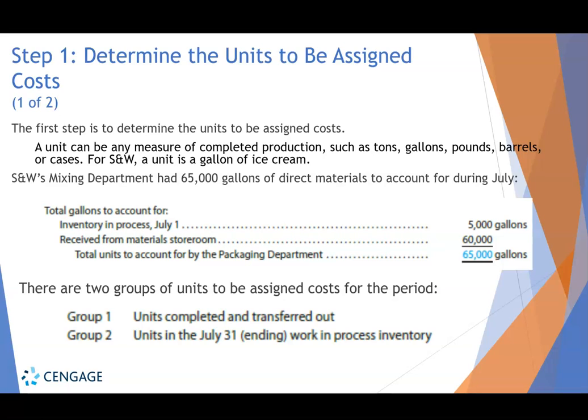So the first step is to determine the units to be assigned cost. A unit can be any measure, tons, gallons. In this case, it's going to be a gallon. S&W's mixing department had 65,000 gallons of direct materials to account for during July: the 5,000 on hand at the beginning of the month, plus the materials that were received of 60,000 gallons. The two groups we assign the cost to are the units that are completed and transferred out, and the units on hand at the end of the period.